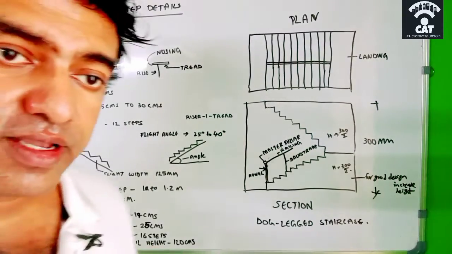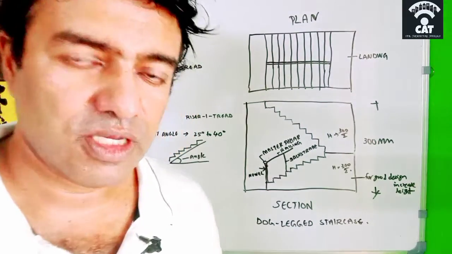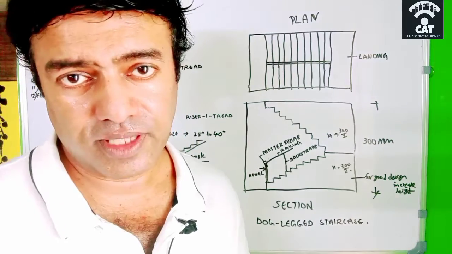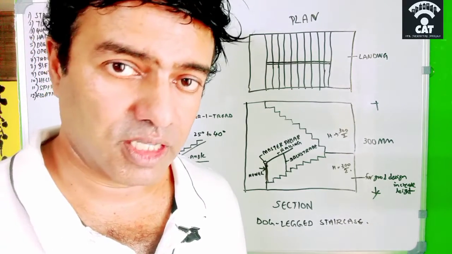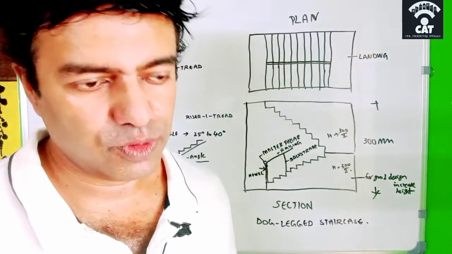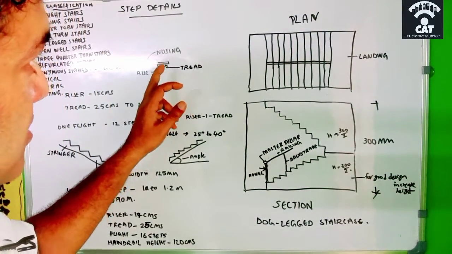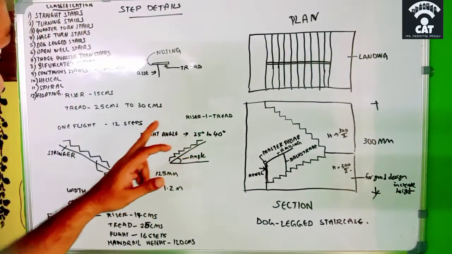And if we increase 15 for the riser, then it will be difficult for old age persons to go up, because they cannot lift their leg so high, and it will be difficult for other people also, maybe for kids also, to climb the stairs. So that's why we provide 15 as riser and 30 or 25 centimeter as tread size.